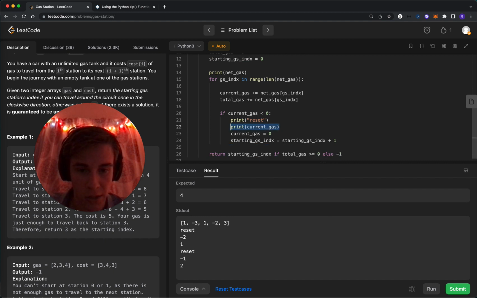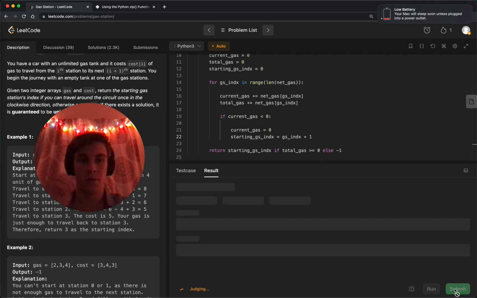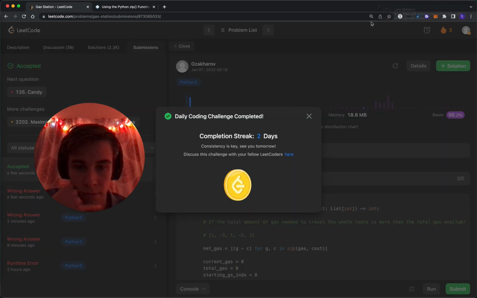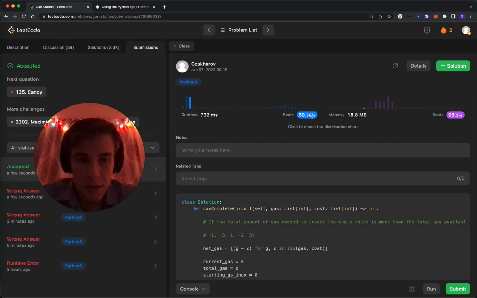I'm resetting the starting index to itself plus 1. Why am I doing that? What I should really be doing is resetting it to this plus 1. Code challenge completed. Alright guys, what have I learned from this?